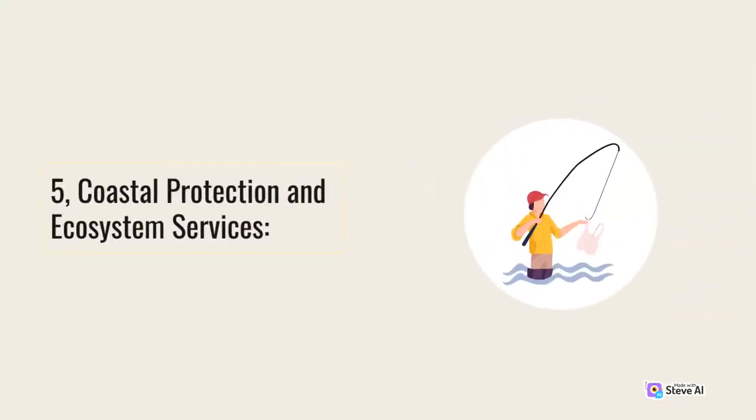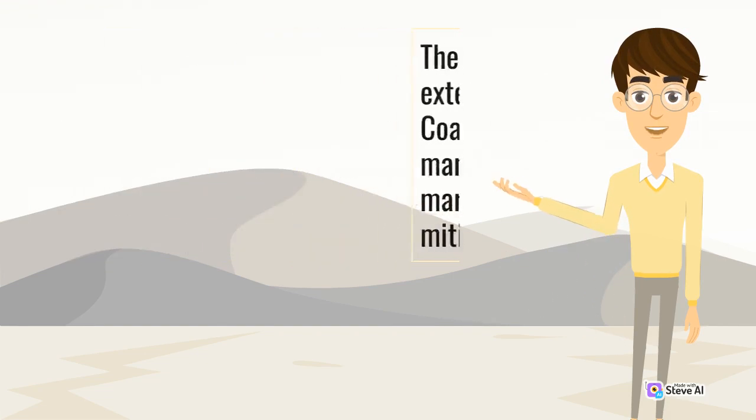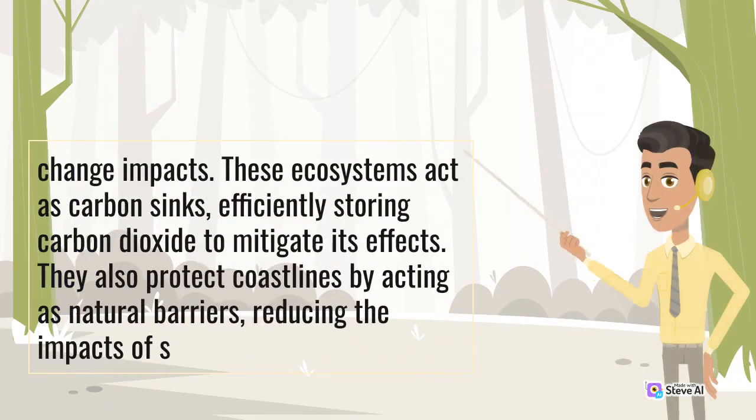5. Coastal protection and ecosystem services. The ocean's role in climate regulation extends to terrestrial areas as well. Coastal ecosystems, including mangroves, seagrass beds, and salt marshes, provide valuable services in mitigating climate change impacts. These ecosystems act as carbon sinks, efficiently storing carbon dioxide to mitigate its effects.